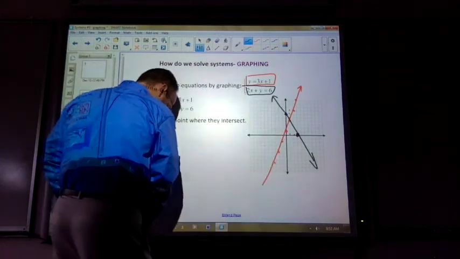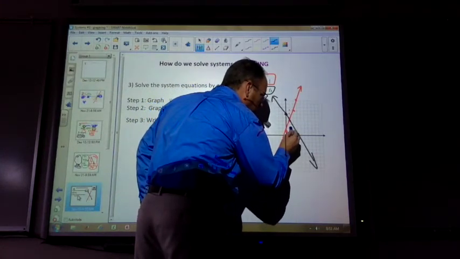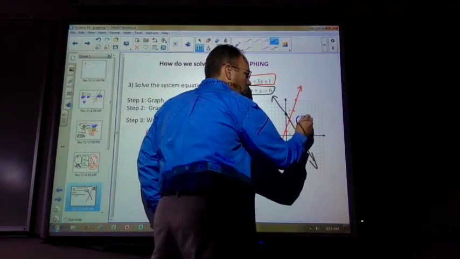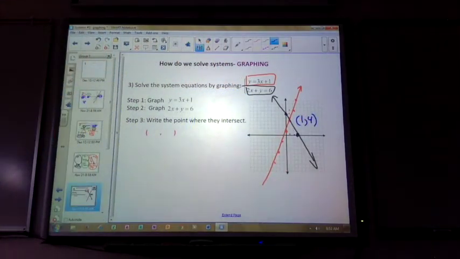So I think if I have this graph correctly, that looks like the point 1, and then 1, 2, 3, and 4. That looks like the point 1, comma 4. As far as the looks go, it looks pretty good. How can I verify if 1, comma 4 is indeed the correct solution to the problem?